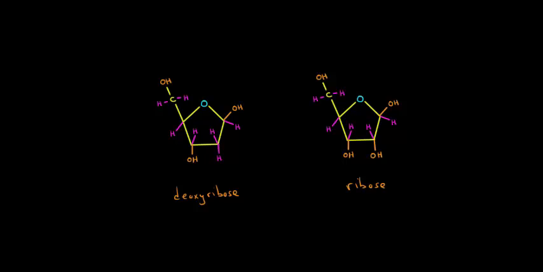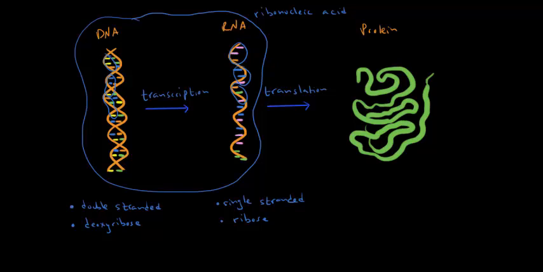The only difference between them is that in this spot right over here, deoxyribose has just a hydrogen, and ribose has an OH, an oxygen and a hydrogen. And so deoxyribose tells us that it's missing an oxygen. It's deoxy, without an oxygen that would normally be found in ribose. And so that's the only difference between deoxyribose and ribose. Let's go back to talking about the differences between DNA and RNA.